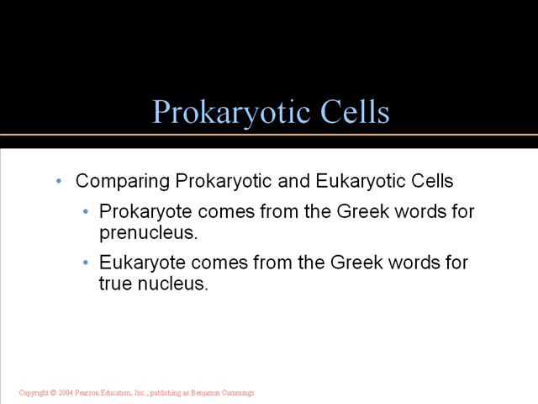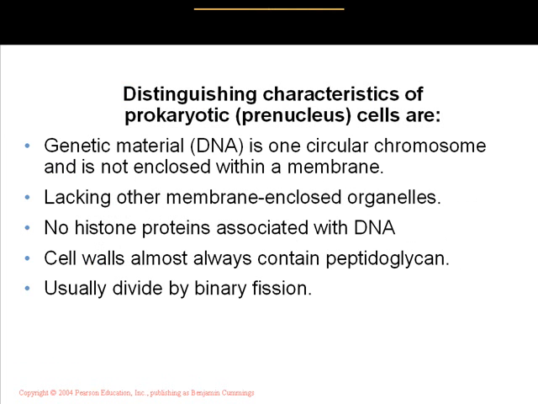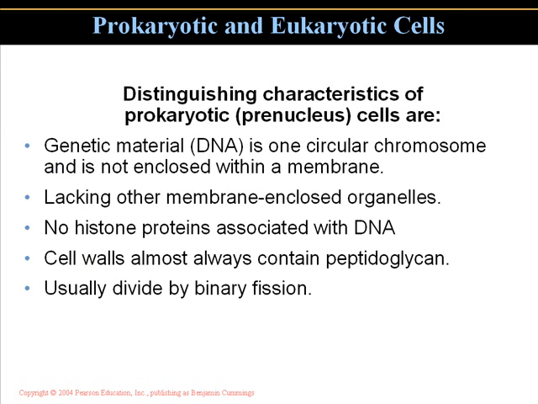When comparing the prokaryotic and the eukaryotic cells, prokaryotic comes from the Greek word for pre-nucleus. Eukaryote comes from the Greek word for true nucleus. Distinguishing characteristics of prokaryotic, or pre-nucleus, cells: the genetic material, DNA, is one circular chromosome, and it's not enclosed within a membrane, lacking other membranes and enclosed organelles.